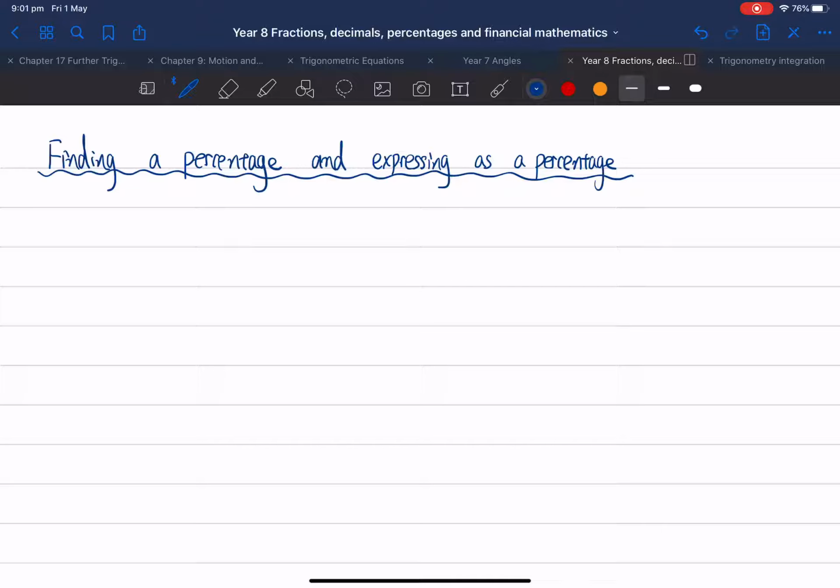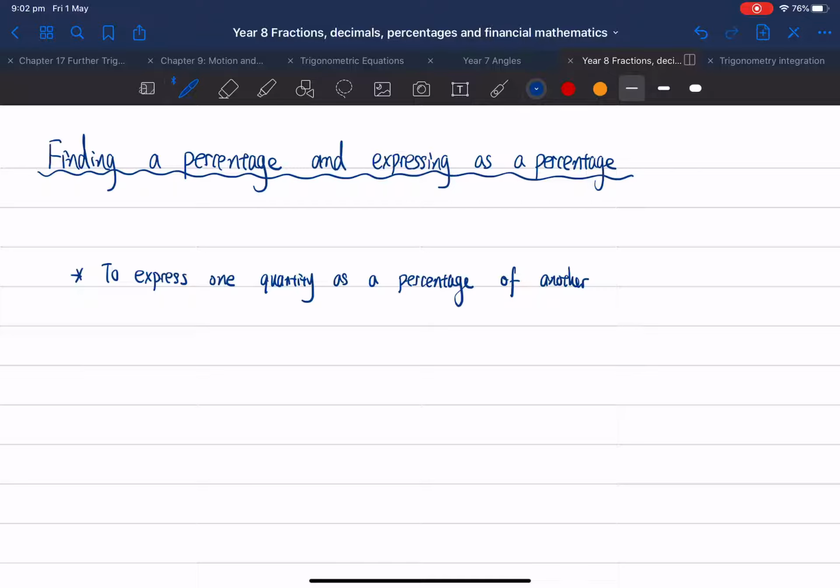Okay, all right, so let's start from expressing one quantity as a percentage of another quantity. The common use again is, for example, in the school environment, we use that to compare the marks. All right, so how do we do it?